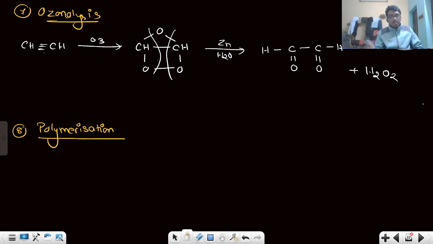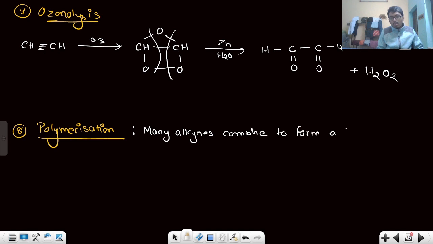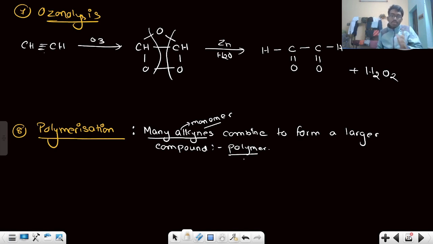Simple polymerization. What does it mean? Many alkynes combine to form a larger compound, a polymer. Okay, that is called a polymer, and these alkynes are called monomers. Clear? What is formed is the polymer, what is combining is the monomer. So polymerization reaction is simply understood.